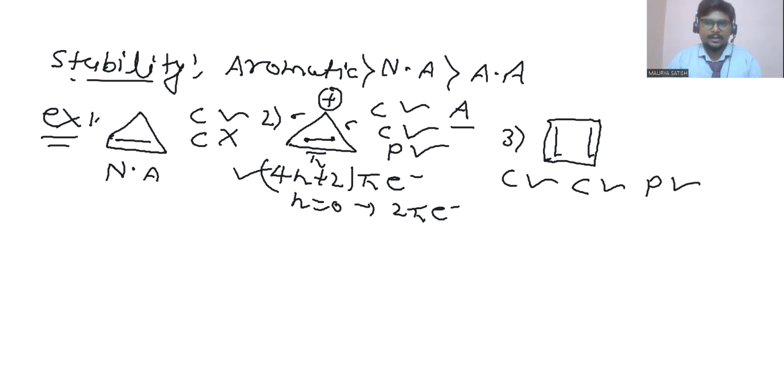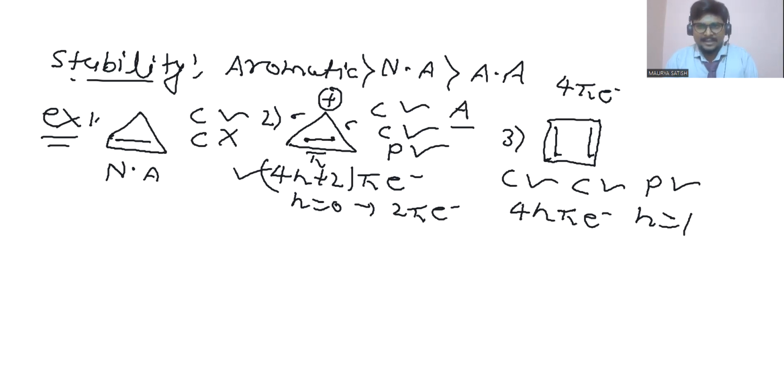What about 4n plus 2 pi electrons? So we have 4 pi electrons here. 2, 1, 2, 3, 4 pi electrons, obviously. So it satisfies 4n pi electrons. If you put n equals to 1, you'll get the 4 pi electrons. So obviously, it satisfies the anti-aromaticity. Anti-aromaticity. Clear? I think clear everyone.